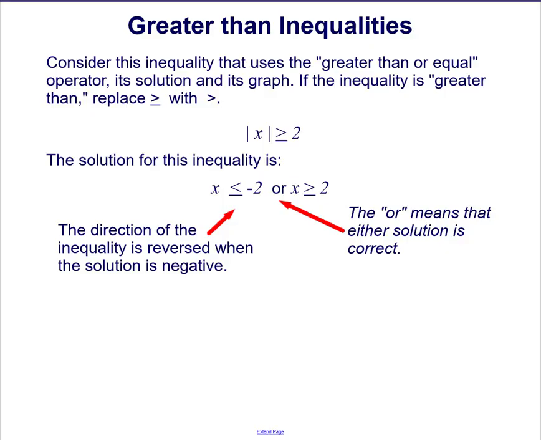The word "or" is also significant. The word or means that either solution is correct. It is actually impossible for a number to be less than -2 and greater than 2 at the same time. The or statement means one of those two statements has to be true for the entire statement to be true.